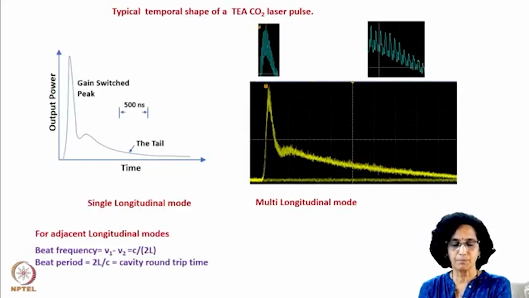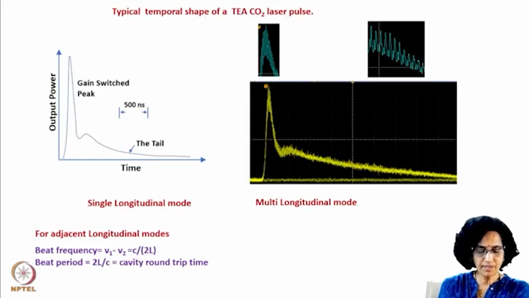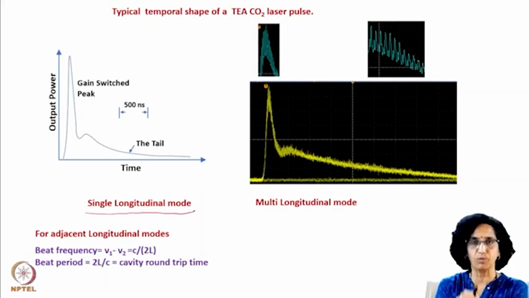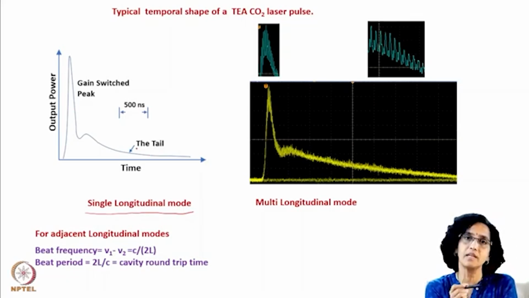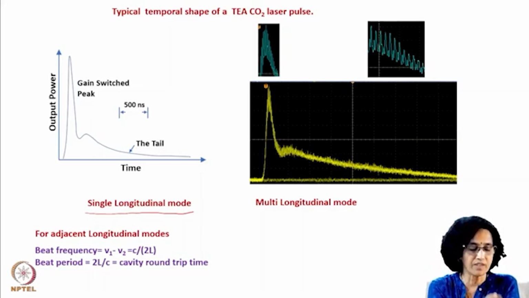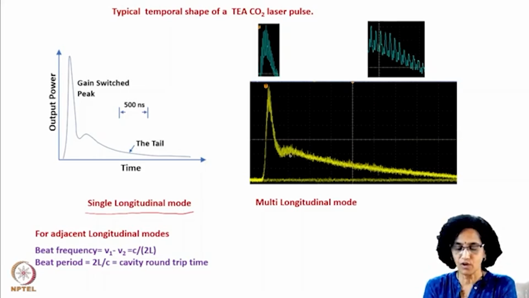So if you see the pulse, this is a typical single longitudinal mode emission pulse, which we also saw before. Here you see the gain switch spike followed by the tail, and we know that this tail is a result of nitrogen which is added in this. So this is from an actual laser system, but this is a multi-longitudinal mode emission.